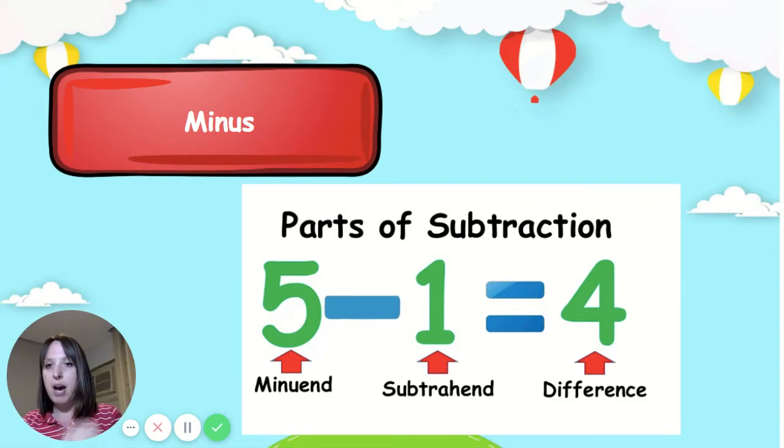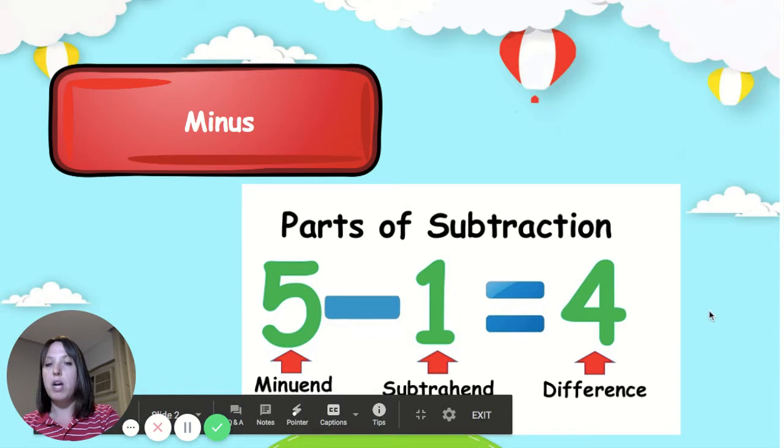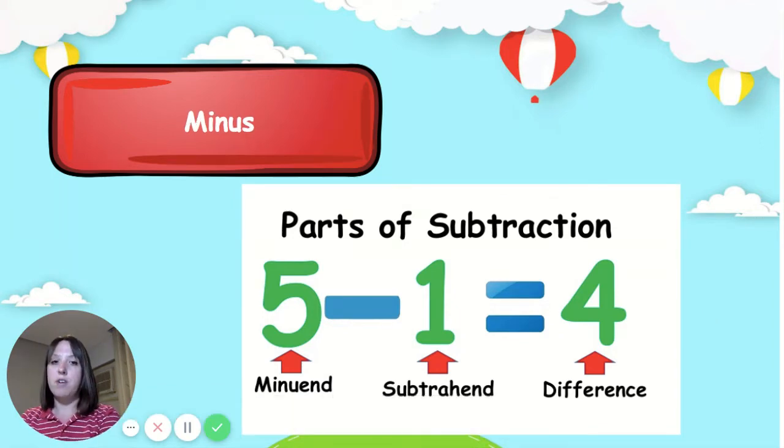I had 5 apples, I take 1 away, yes? This one will be the subtrahend. And as an answer, after the sign of equals, this number 4 shows the difference. It shows the difference, how many are left, yes?